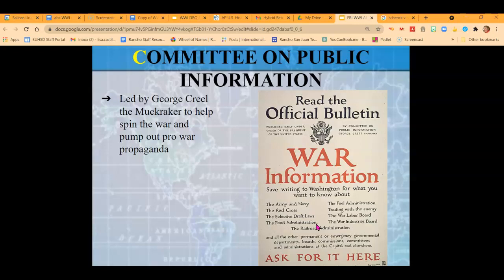And as time went on and Wilson realized that we probably were going to have to step in, especially after the Zimmerman telegram, he was like, you know what, we need to sell this war to the American people. And so he created this Committee on Public Information. He hired a really prominent muckraker named George Creel to help spin the war and pump out pro-war propaganda. So the Committee on Public Information was all about spinning the war to get people to support it. So C, Committee on Public Information, and that should go in your supporting the war category.